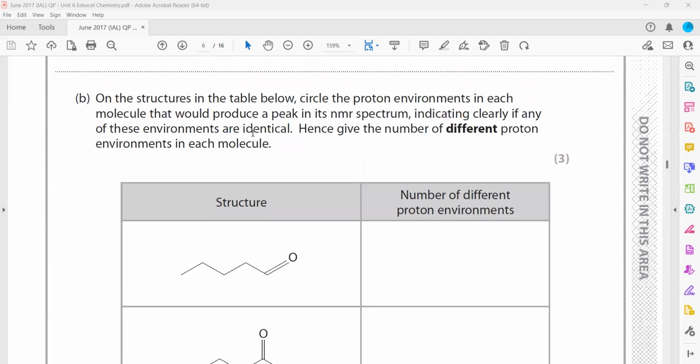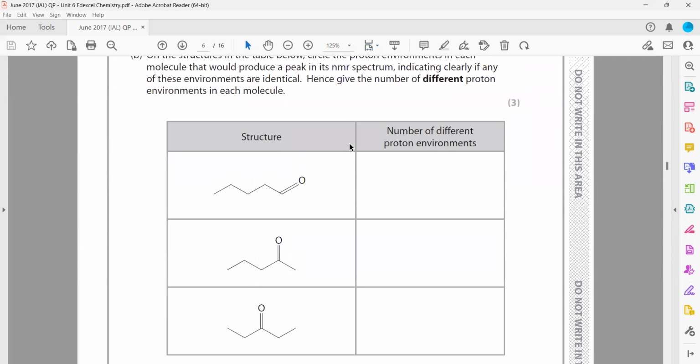Then for each of the structures in the table, circle the proton environments in each molecule. So we have to identify how many environments there are in each of them, and the different numbers of protons in each molecule. For the first one, how many proton environments are there? This is CH3, CH2, CH2, but they are all different from each other. And here it's CH. They are all different from each other. So this will be 1, 2, 3, 4, and there's also hydrogen 5. So the number of hydrogen environments will be 5 here.